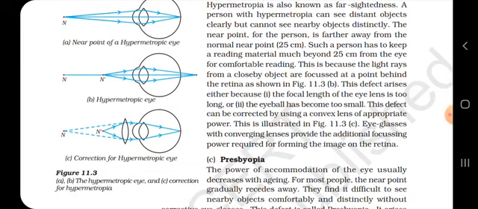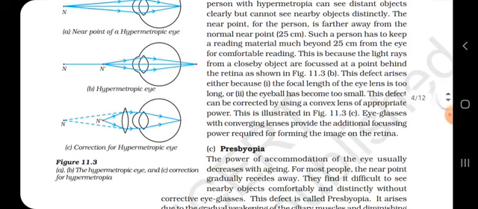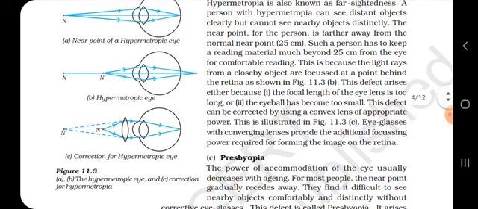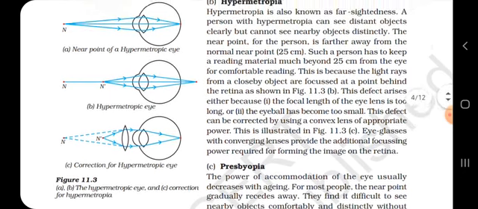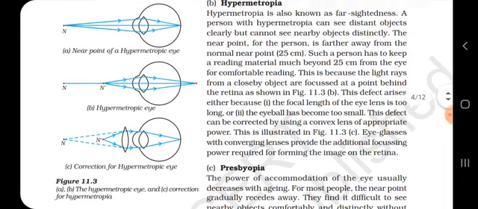This defect arises either because the focal length of the eye lens is too long, or because the eyeball has become too small. In myopia, the focal length was too short and the eye lens had excessive curvature or elongation, but over here the eyeball has become too small. This defect can also be corrected by using an appropriate convex lens.